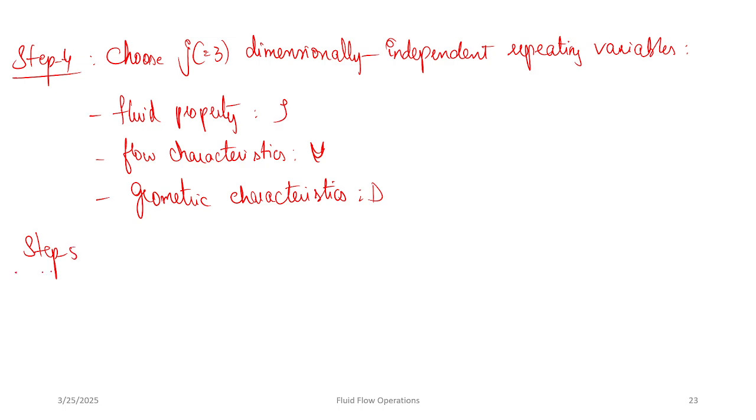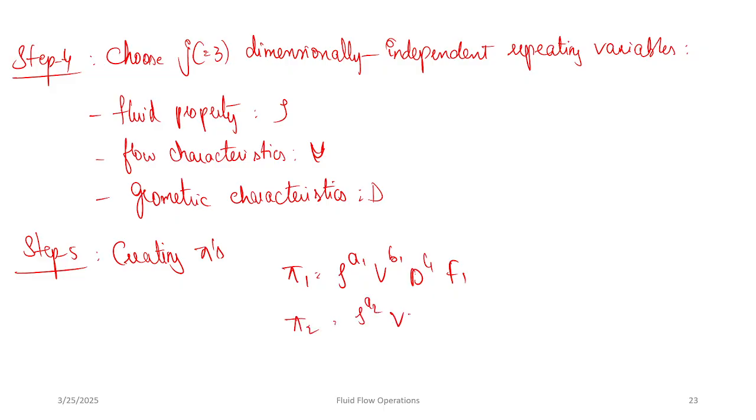And we have step 5, which is creating pies. Pi 1 is equal to rho power a1, v power b1, d power c1, into F1. Pi 2 is rho power a2, v power b2, d power c2, into mu, and pi 3 will be rho power a3, v power b3, d power c3, into epsilon.